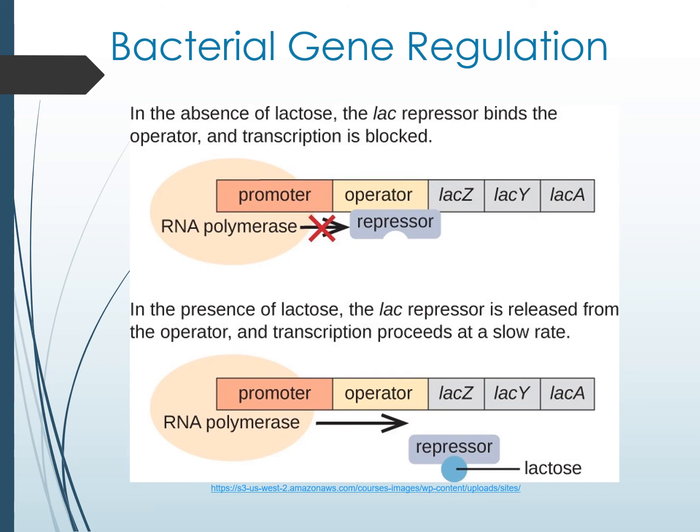So why do you think these simple cells need to regulate the process of breaking down lactose? Even the simplest of cells need to conserve energy, and this is an example of one way a bacterial cell can conserve energy. If lactose is not present, it does not need to waste energy producing proteins for breaking down that lactose.